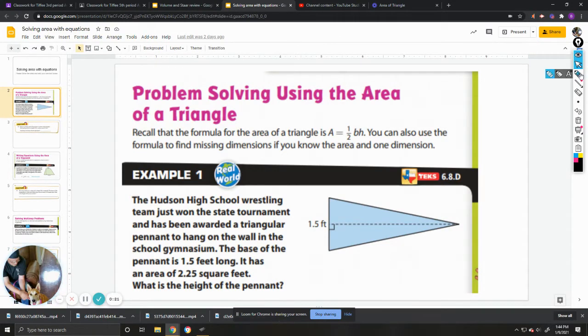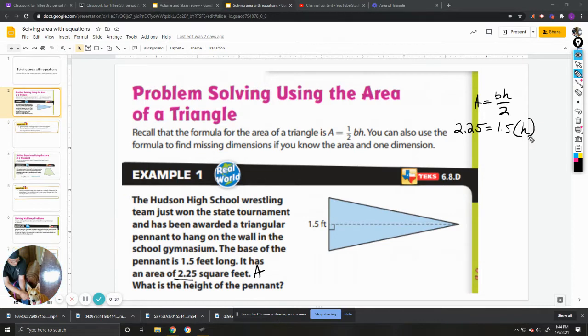So you know for a fact the area of a triangle is A equals base times height divided by 2. Well, you're given the A. The 2.25 is the area. So you're going to put 2.25 over here, and you know the base is 1.5, but you're missing the height. So what we're going to do is try to solve for the height. Everything right now is being divided by 2, so we're going to do the opposite and multiply the right side by 2 and the left side by 2.